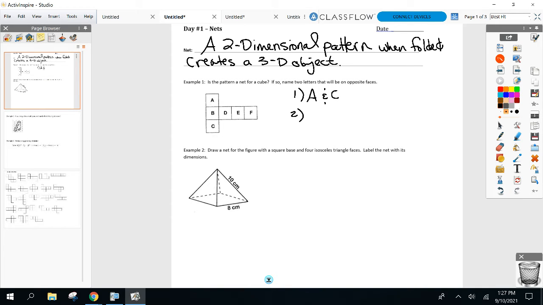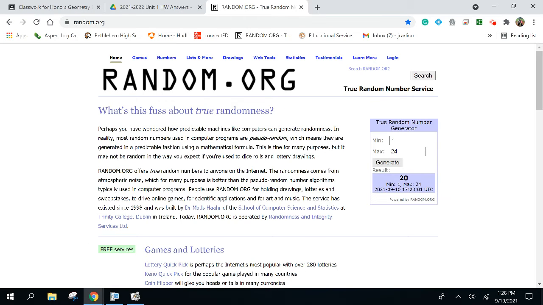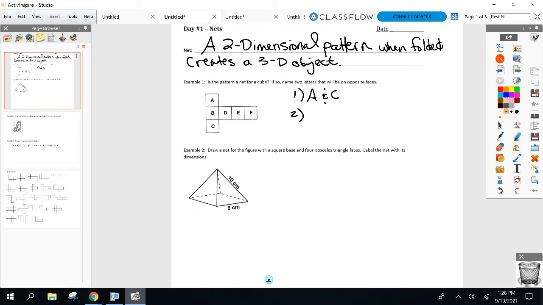How about another pair from somebody? Another pair? 20. Jonathan. B and E. B and E. Good? And I'm not going to ask somebody for the third pair because that's just process of elimination, right? D and F.